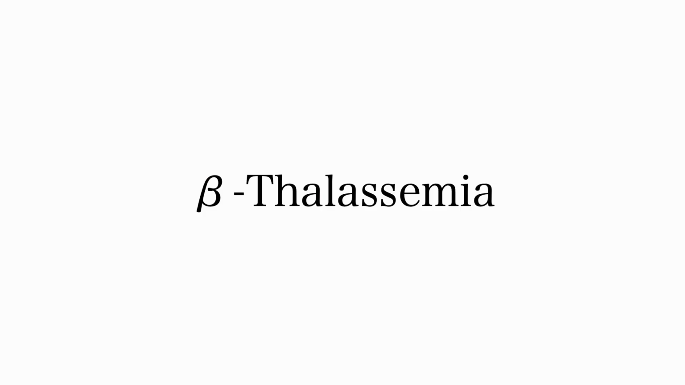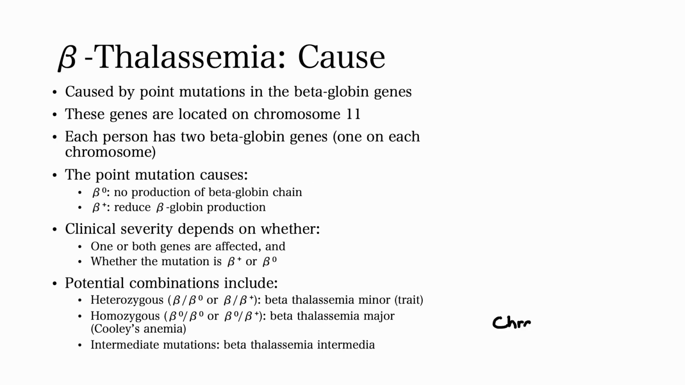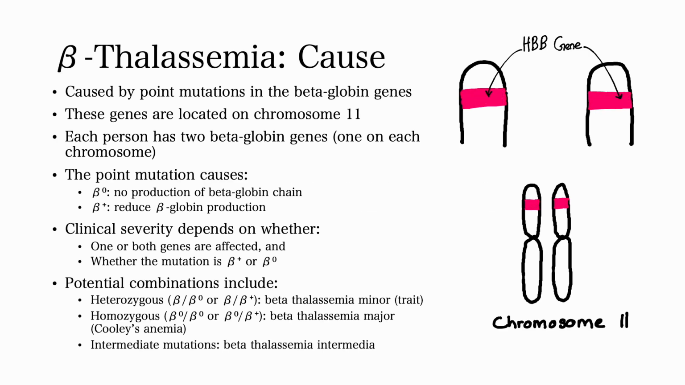Now let's go to beta thalassemia. The cause of beta thalassemia is a point mutation, one or more, in the beta globin genes. These genes are located on chromosome 11. Each one of us has two beta globin genes, one on chromosome 11 that we got from mom and one on chromosome 11 that we got from dad.